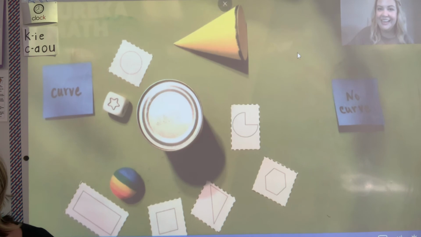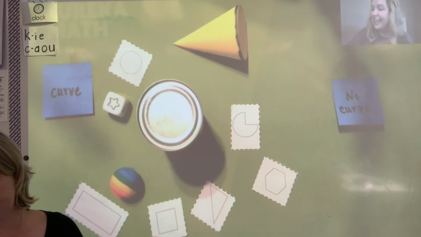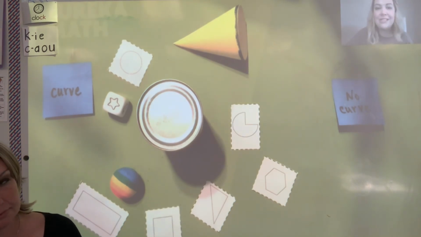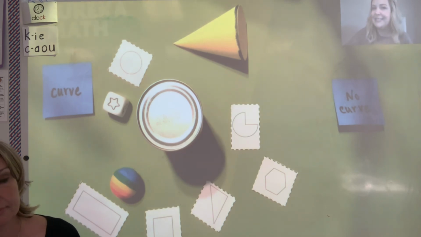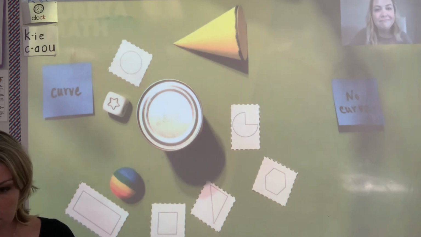Let's see if we're right. It has 4 sides, and those 4 sides are exactly the same length, which makes it a square. Now, does this square have any curves? Nope. No, it only has corners. So let's put it over here with no curves.